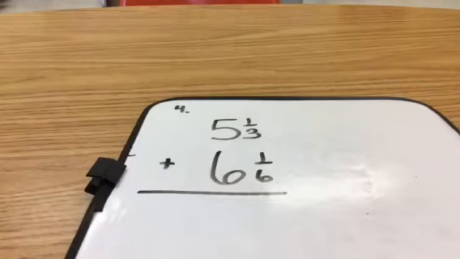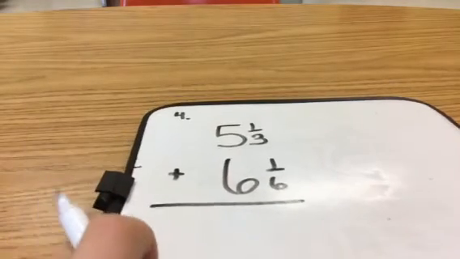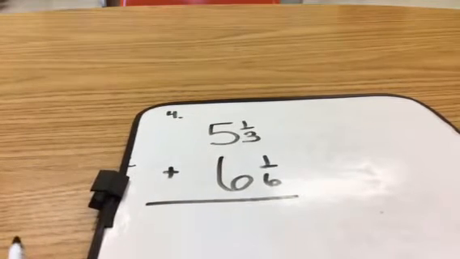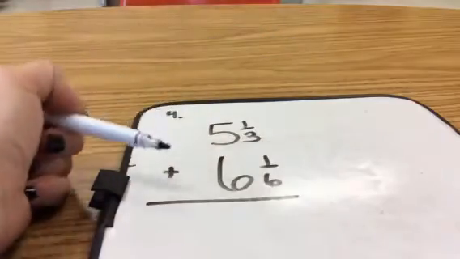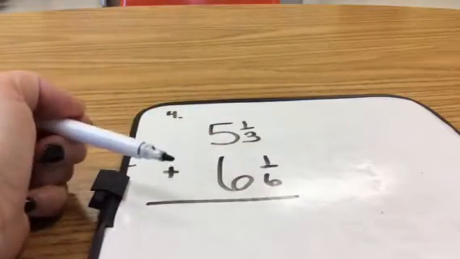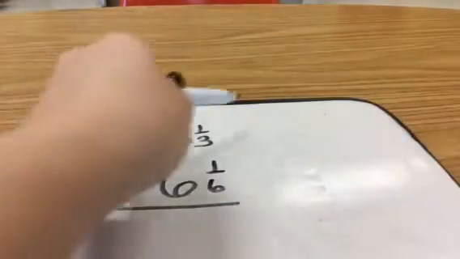Hello. We're still on standard practice 6.6, the homework from the other night. This is question number 4. We have 5 1/3 plus 6 1/6. Notice again, instead of going across, I've stacked them on top of one another. That way it's easier for me to show my work on the side.